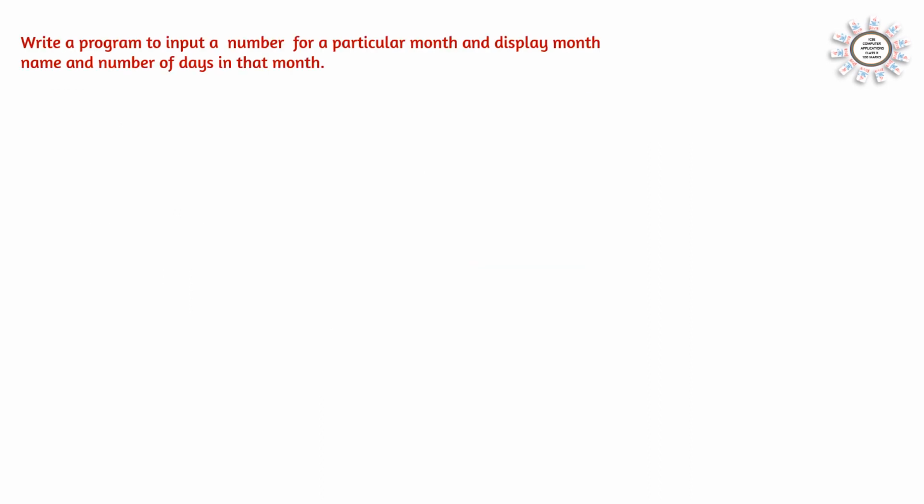Now we can start a new question. Write a program to input a number for a particular month and display the month name and number of days. For example, if you are inputting 1, output should be January and 31. 31 days are in January. If you are inputting 3, March and 31. And if you are inputting 11, November and 30.